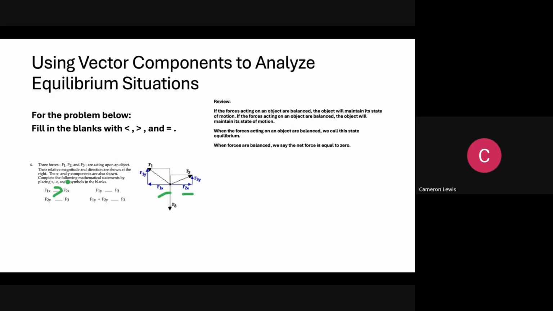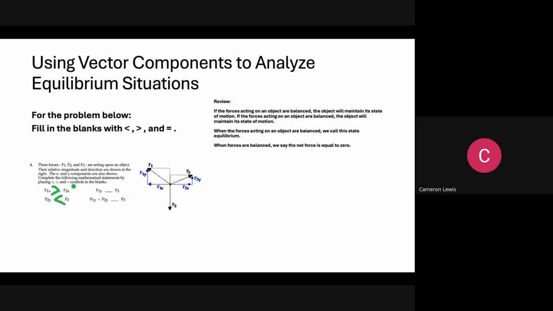Let's go to the right. Let's do the Y component. This one should be easier. The Y component for F2, this force over here, and we compare it with F3. Which one is bigger? Which one is smaller, or are they equal? F3 is way bigger. Yeah, F3 is longer. So do we do greater than or less than? It'd be less than. There we go. F2Y is less than F3.